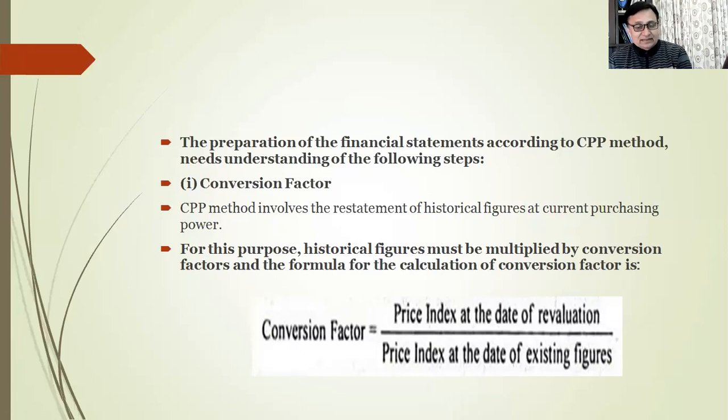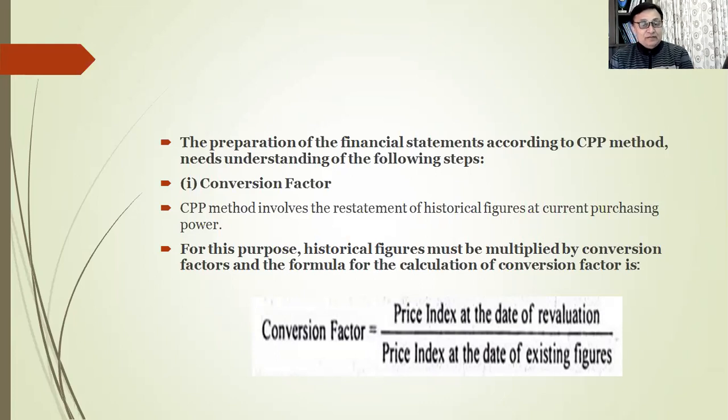Conversion factor under the current purchasing power method involves the restatement of historical figures at the current purchasing power, and for this purpose historical figures must be multiplied by the conversion factor, and the formula is price index at the date of revaluation. For example, we are calculating the value of the asset in 2020. So the price index on the date of revaluation we will take, and it will be divided by the price index at the date of the existing figure.